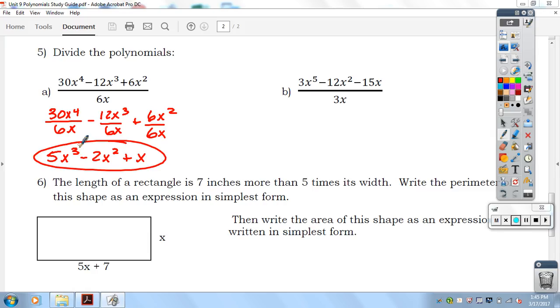You also could check by taking 6x and multiplying each term by that. And then when you multiply, you should end up with the dividend.